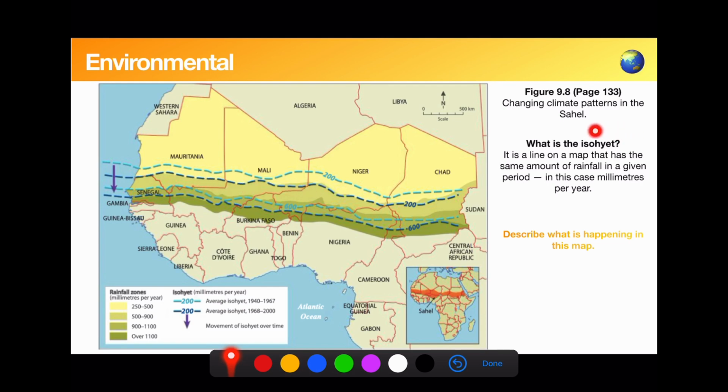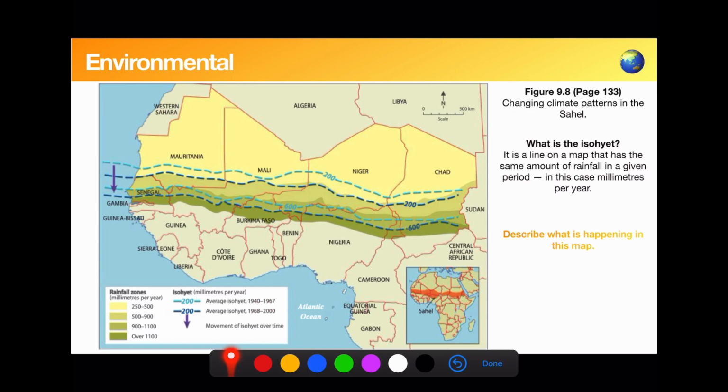If you're not sure what an isohyet is, I've given you the definition. It is a line on a map that has the same amount of rainfall in a given period, in this case millimeters per year. Looking at this first line here, there is about 200 millimeters of water each year. Note the color of it, it's this light blue. That is the time period of 1940 to 1967.